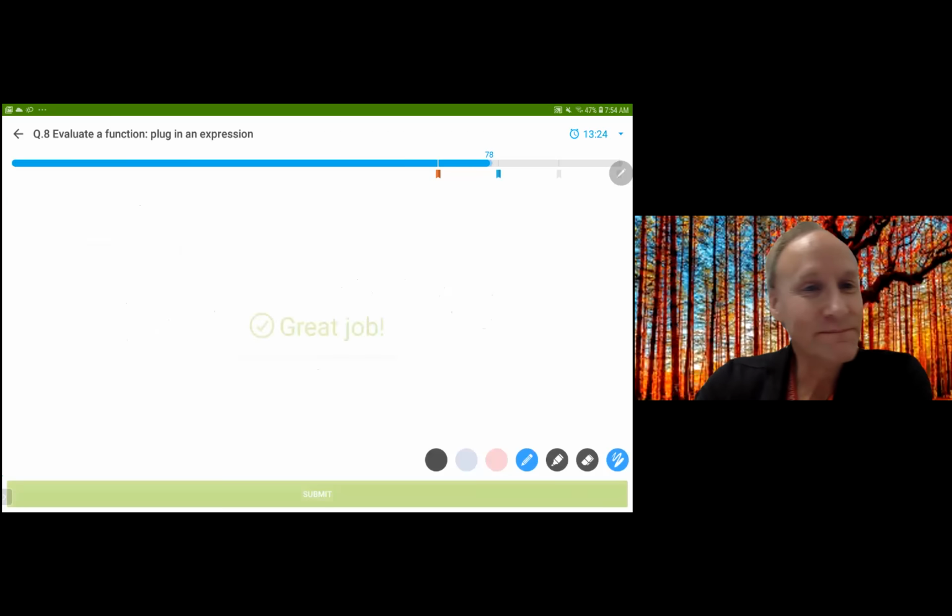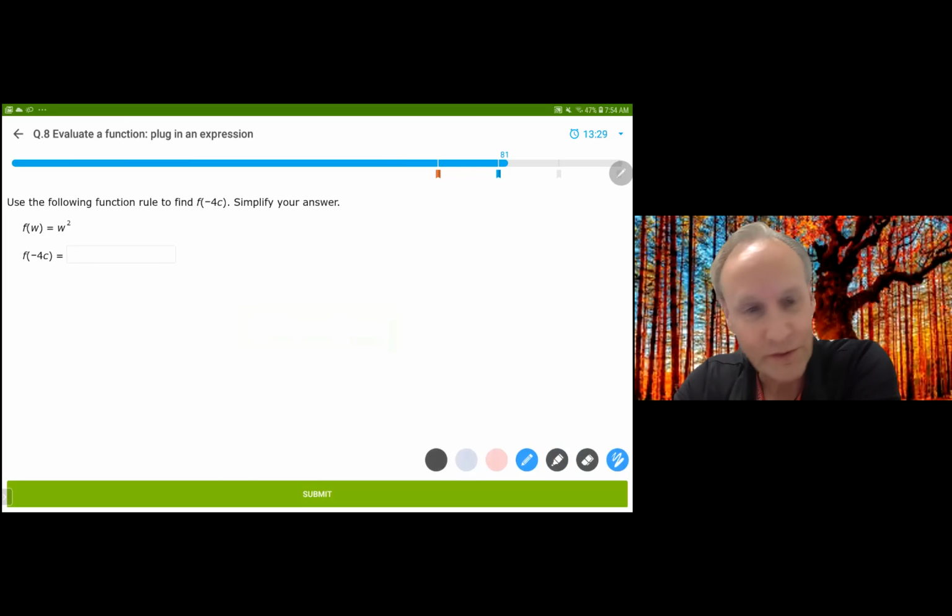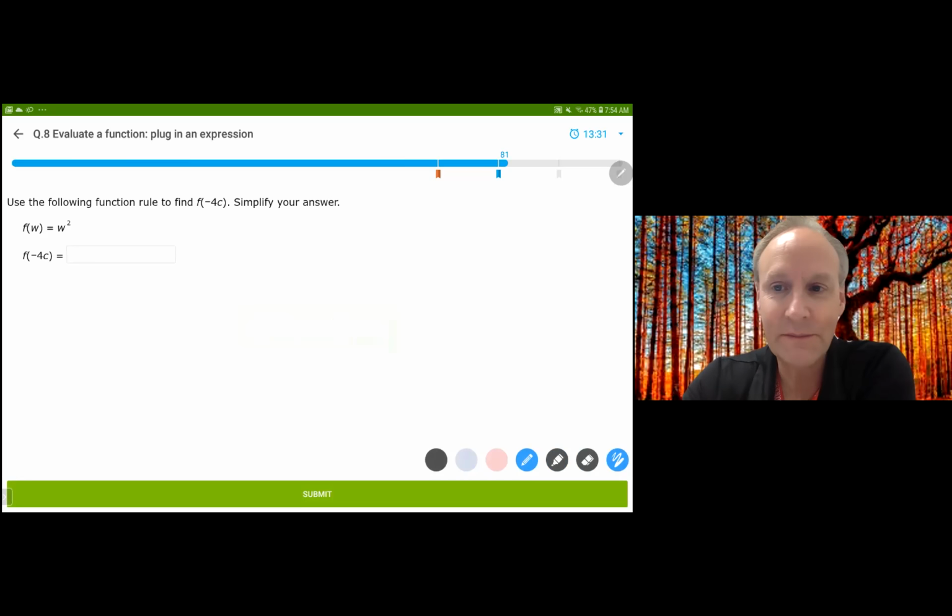Plus 64, and we're done. There it is. Okay, we have W squared. This time we're just going to square it. I'm just going to multiply in my head. Negative 4C times negative 4C, which is 16C squared.